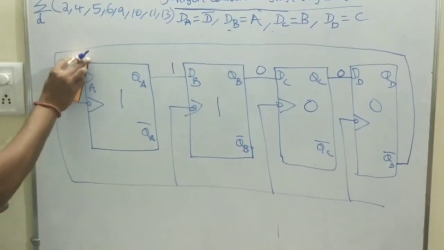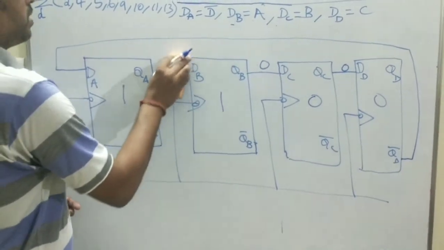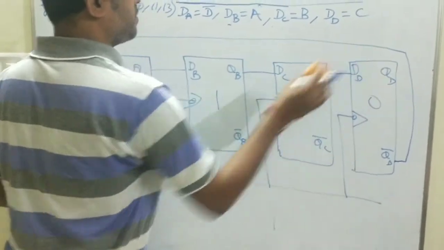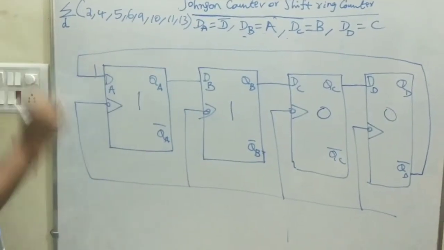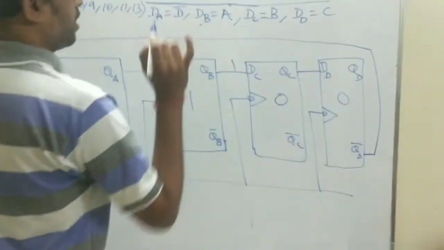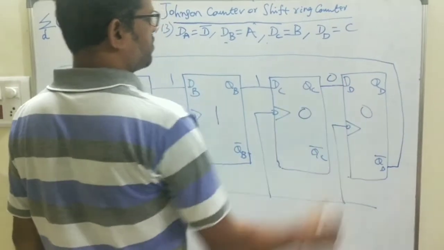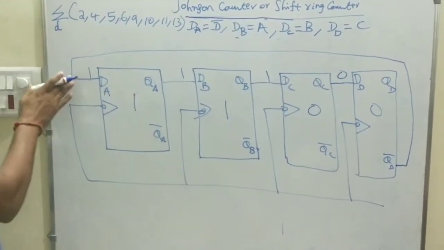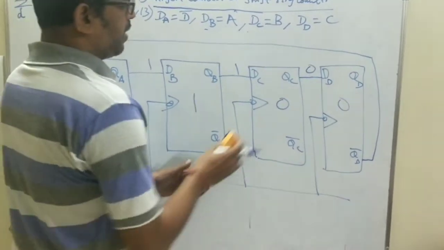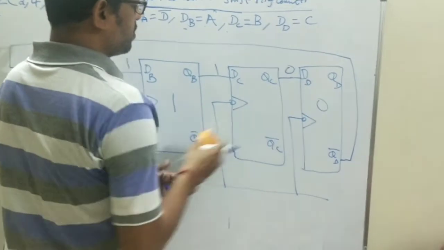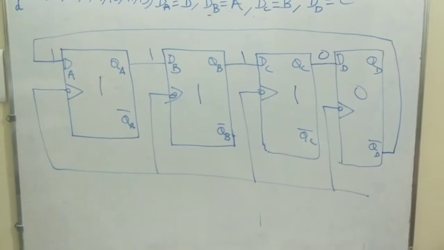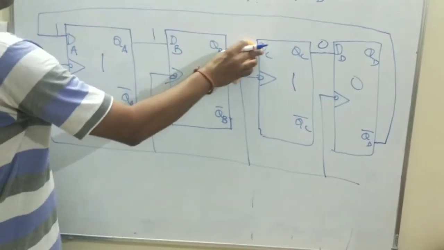Similarly for the next state, we have to find the new set of inputs for all the flip-flops before applying the clock pulse. Now, once again, DA will be having the value of 1, DB will be having the value of 1, DC will be having the value of 1, DD will be having the value of 0. Now you apply the clock pulse. DA will be having 1, DB will be having 1, DC will be having the value of 1. This gives 1 1 1 0.